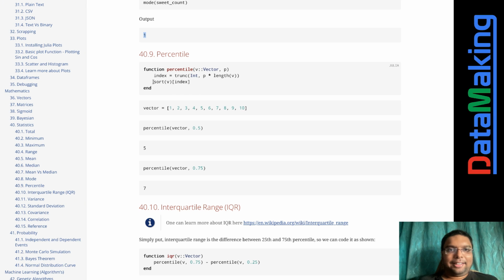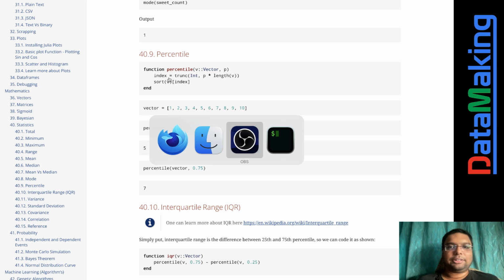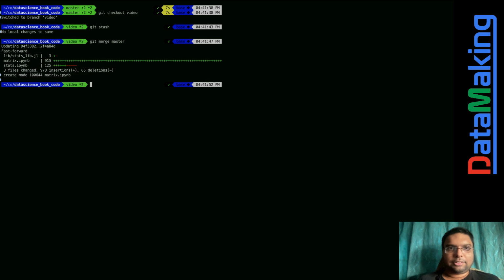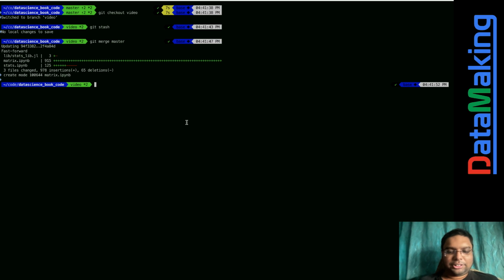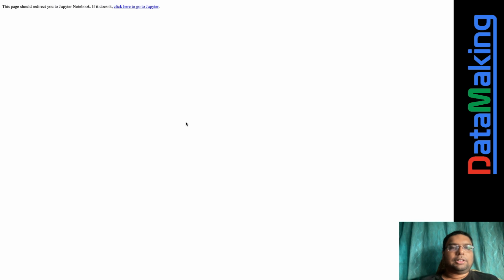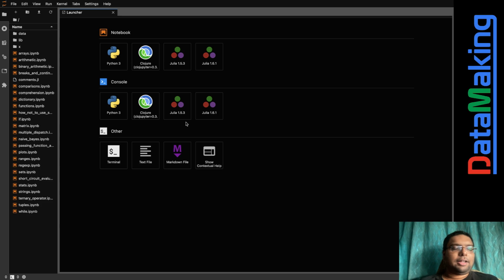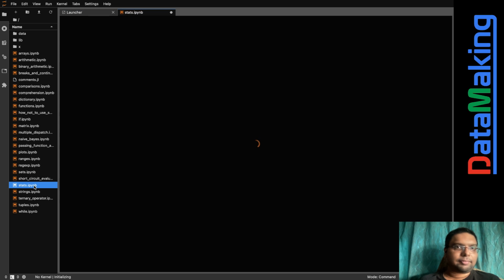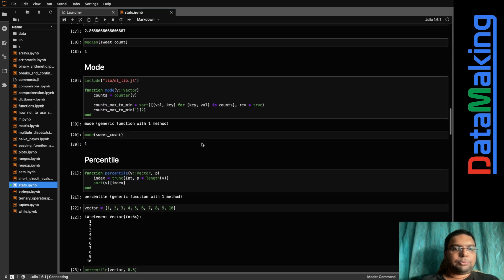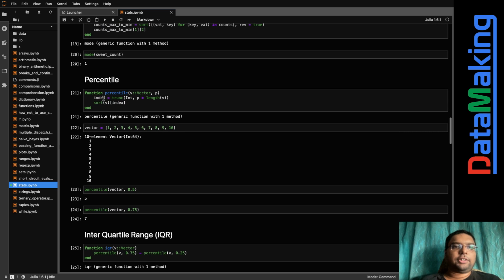Let us code a function for percentile. Before that, let me just launch my editor. Okay, let me go on to stats. This is median, mode, percentile. So we have coded a function over here.